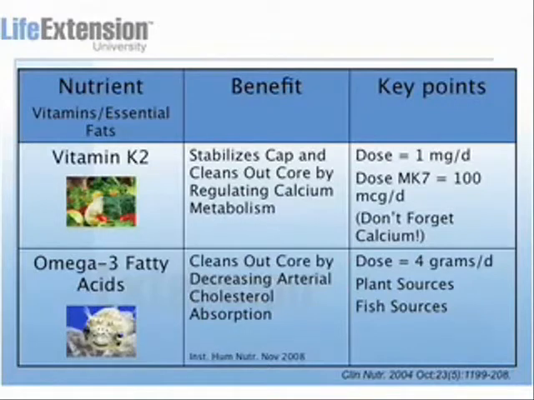The first one is vitamin K2. This is a special form of vitamin K that helps to put calcium into the bones. By doing that, it keeps the arteries healthy and it keeps the plaque stable. A second nutrient are the omega-3 fatty acids from fish. Fish oils in many studies have been shown to also stabilize plaques and may help to avoid those medical consequences.